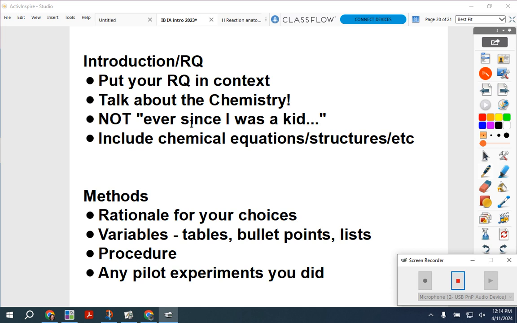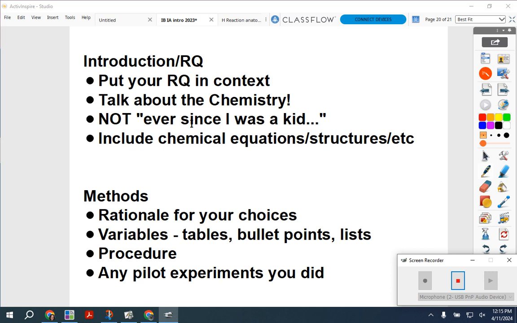Usually you want to start with some kind of introduction to your research question. What is your research question? And how did you come up with it? Or what aspects of chemistry are involved in answering your research question? So you have to talk about the chemistry behind it, not just what you did.